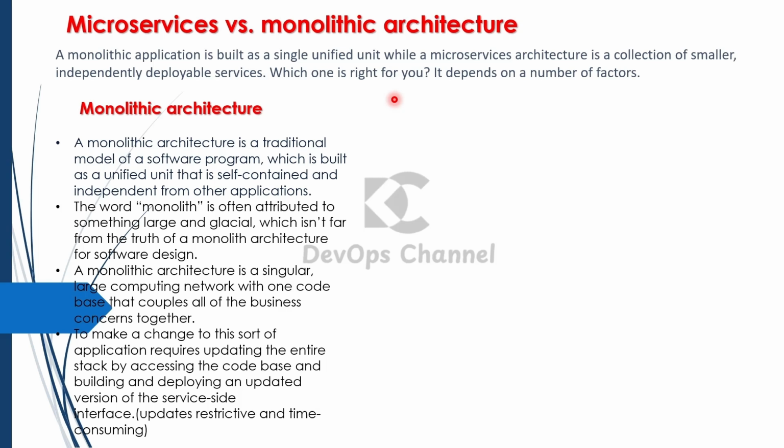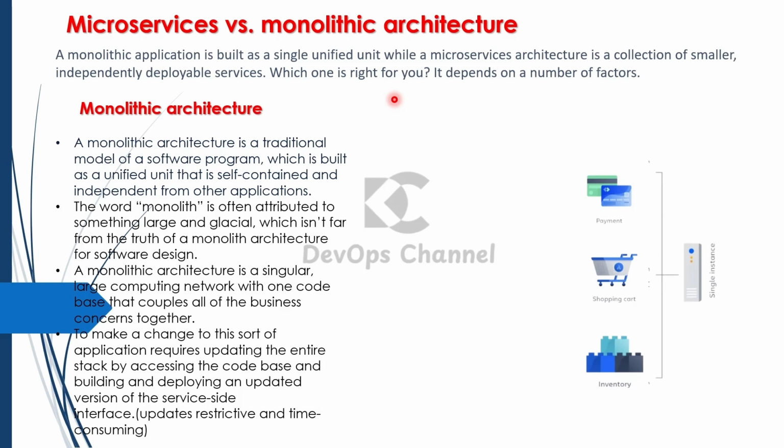Now, let's first understand monolithic architecture. Suppose there are three services you provide over your application: payment, shopping cart, and inventory. These are three sub-services of your application. In a monolithic architecture, you connect all three to a single instance. Whatever you are managing and deploying is managed by that single instance. Whenever users or clients connect to any of the services, they are redirected via this single instance. That's called monolithic.